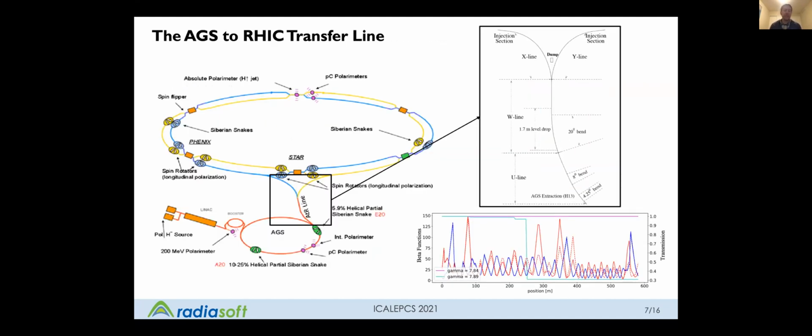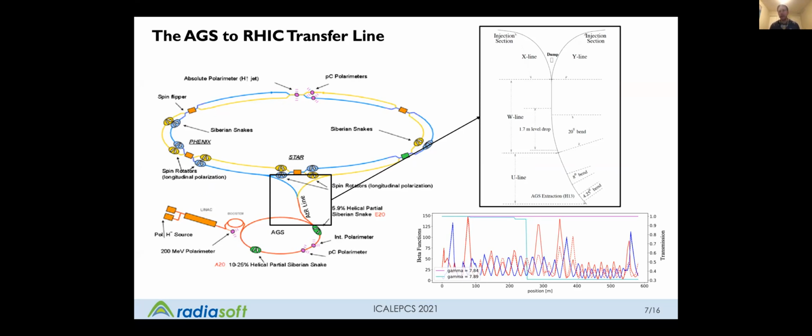So we've been applying this to the AGS to RHIC transfer line, and just a little bit of background on that. This is the accelerator complex for the Relativistic Heavy Ion Collider at Brookhaven. The AGS to RHIC transfer line transports the beam from the Alternating Gradient Synchrotron into the collider ring. It consists of two initial beam lines, the U and the W line, that are shared by both rings in the collider.